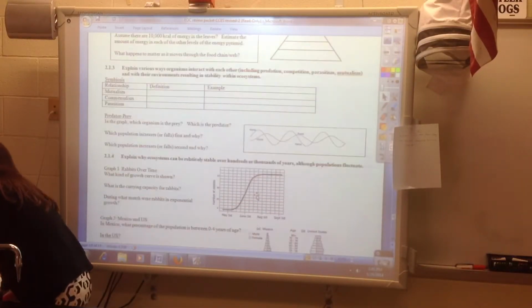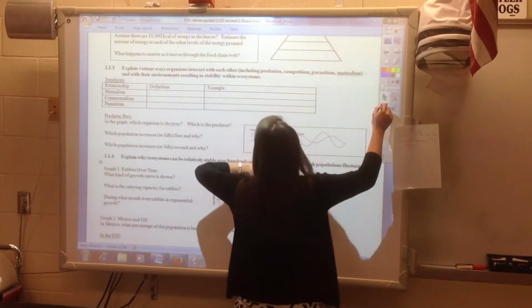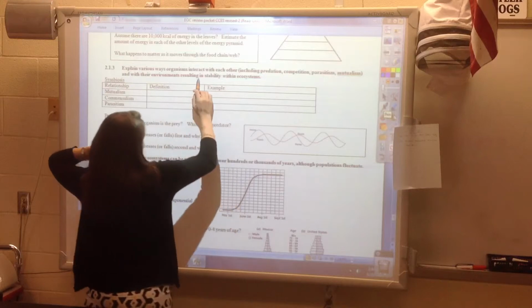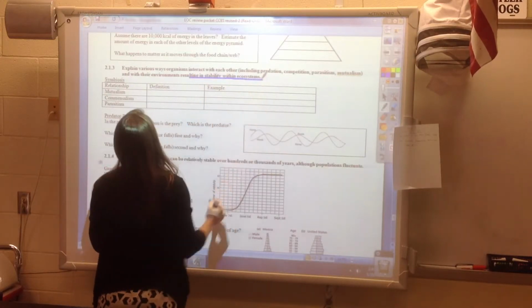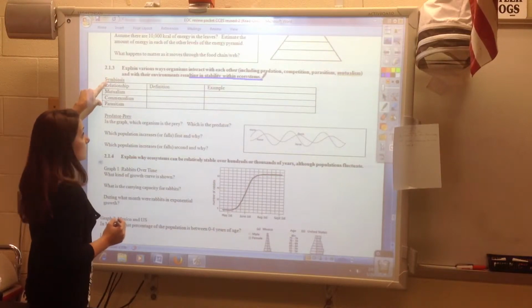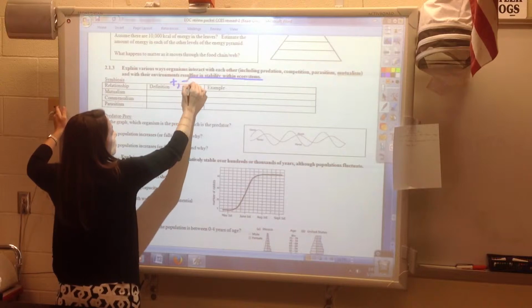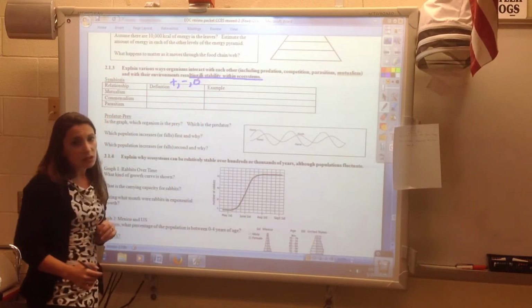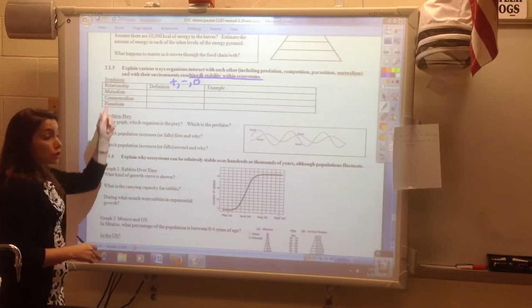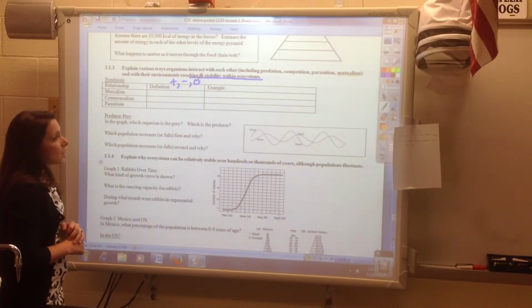Next, it wants us to explain various ways organisms interact with each other and with their environment, resulting in stability in ecosystems. So it wants you to define the 3 types of symbiosis. Remember, when we define it, sometimes we use plus, minus, and 0 to help us define them. So you should be able to find this in your notes. The predator-prey relationship. In the graph, which organism is the prey and which is the predator?